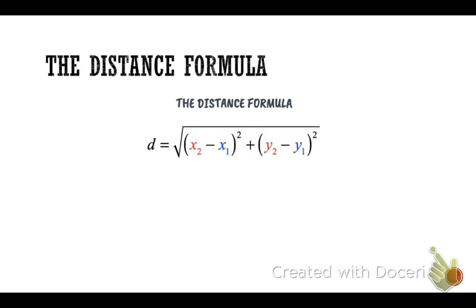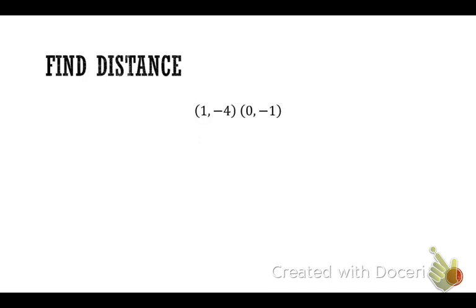You got it? Okay, so let's do a problem. I'm going to give you 2 ordered pairs, and the sequence is the same as when you learned how to find slope. Your 2 ordered pairs are 1, -4, x1, y1, and 0, -1, x2, y2.